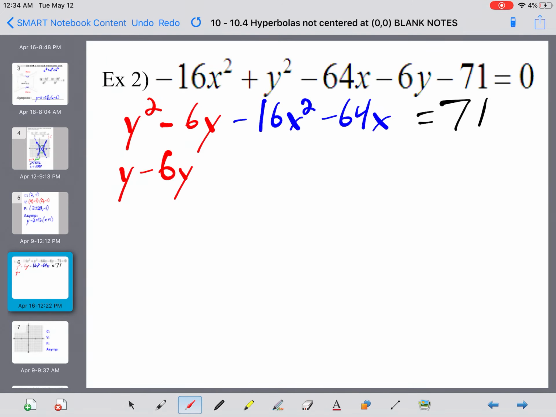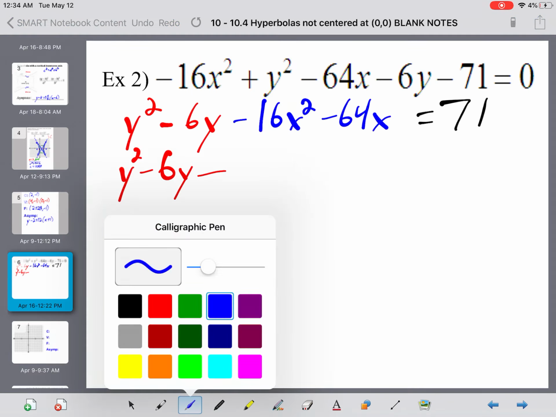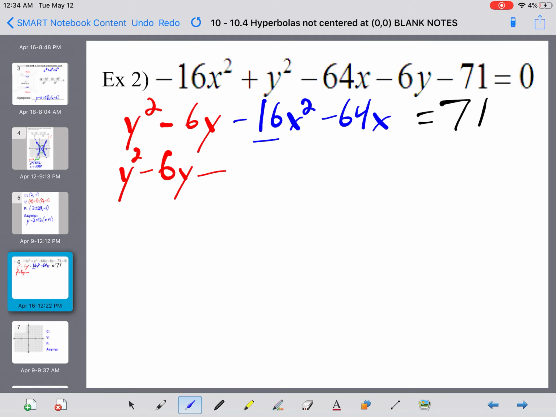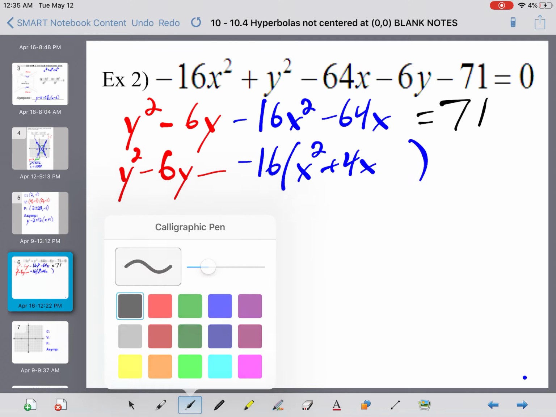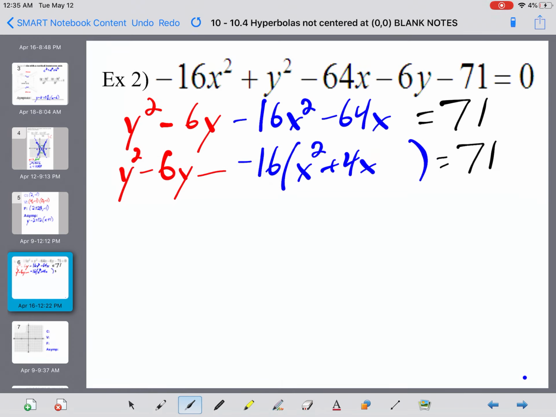Now, I'm not ready to put the square yet. With the reds, I am. There's no coefficient out in front of the y squared. But remember, with a blue, if you have a number out in front, you have to take that out. You're not taking out a GCF, you're just taking out the leading coefficient. So I have to take a negative 16 out of everything in blue. That's going to leave me an x squared plus 4x. Now I'll leave myself a little room, and I still have the equals 71 over here.